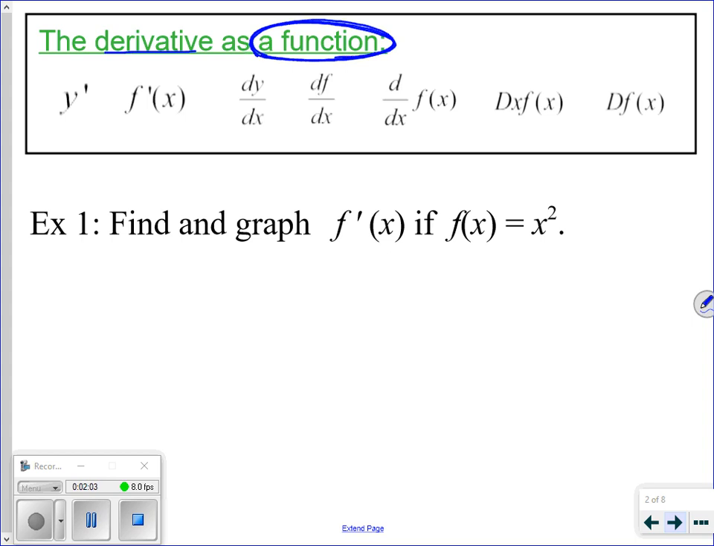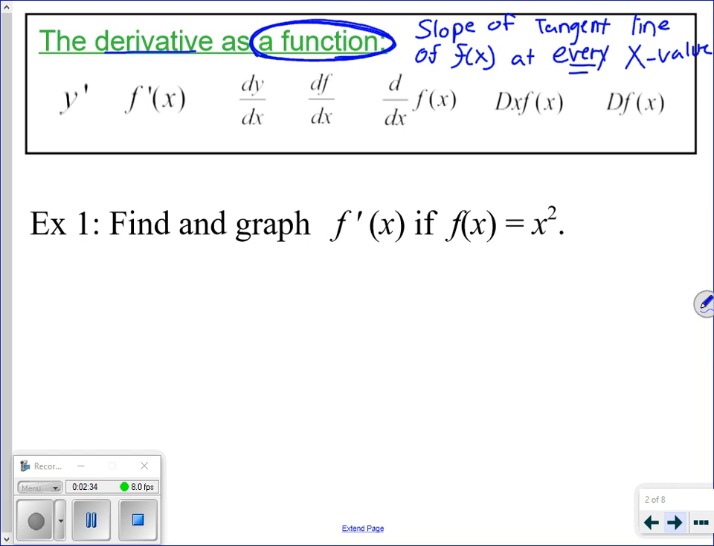Well, the good thing is we can find the derivative as a function of something. What that means is this is going to be a function that tells us the slope of the tangent line of f of x at every x value. So it's just another equation that you could use. We're finding an equation that describes the slope of all the tangent lines at any x I want. It's going to be pretty cool.